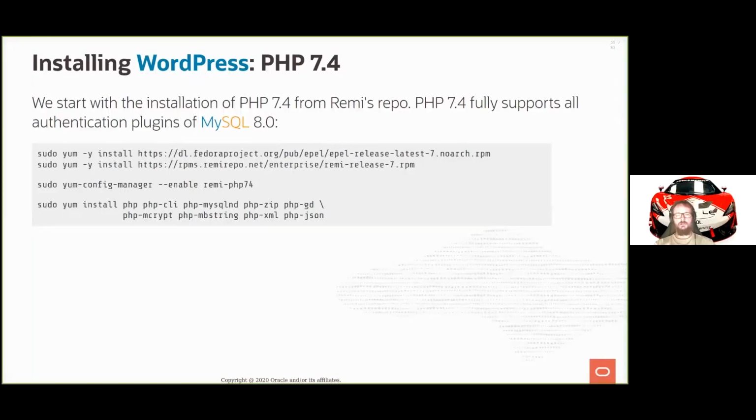So we need to install PHP 7.4, which is not the default in Oracle Linux 7, neither in CentOS or all the 7 versions. So first we install EPEL, we install the Remi release for 7, and then we need to enable that repo, and we install PHP with some modules required for WordPress, like PHP GD, PHP JSON, MySQL driver (MySQL ND), PHP zip, mcrypt, mbstring. These are some PHP modules that are required.